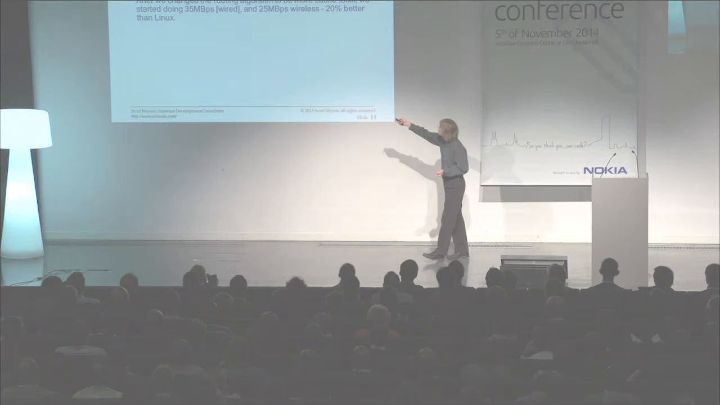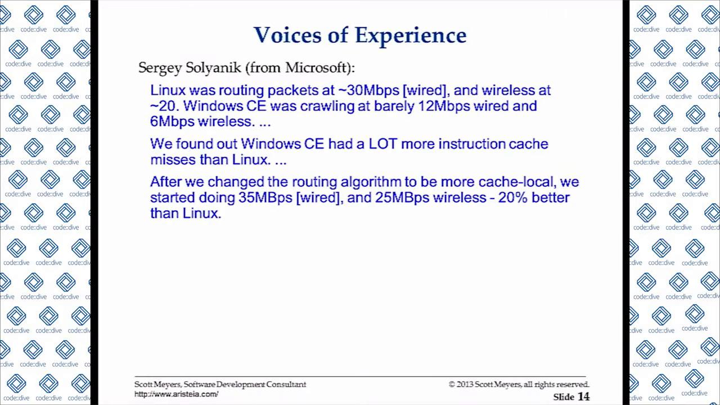This is from Sergey Solyanik from Microsoft, Nokia, Microsoft, I don't know. So, Linux was writing packets at about 30 megabits per second wired and wireless at about 20. Windows CE, that's the Microsoft product, was crawling at barely 12 megabits per second wired and 6 megabits per second wireless. In other words, the people at Microsoft said, damn, those open source people are beating the pants off us. We hate that.